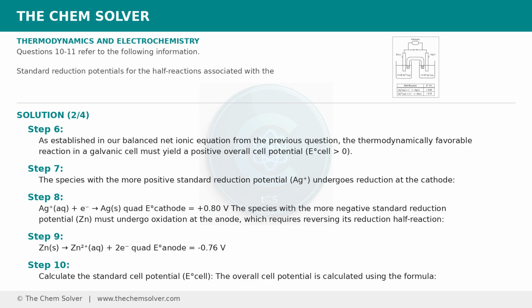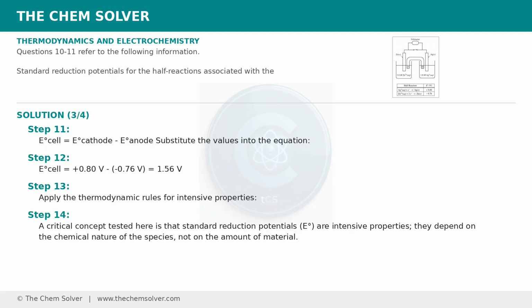Calculate the standard cell potential, E° cell. The overall cell potential is calculated using the formula E° cell = E° cathode − E° anode. Substitute the values into the equation. E° cell = +0.80 V − (−0.76 V) = 1.56 V.